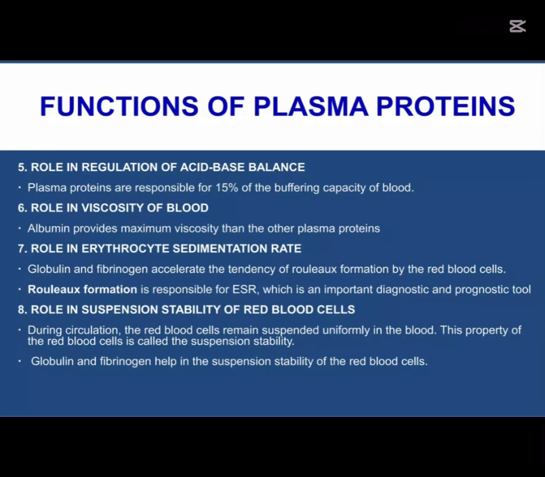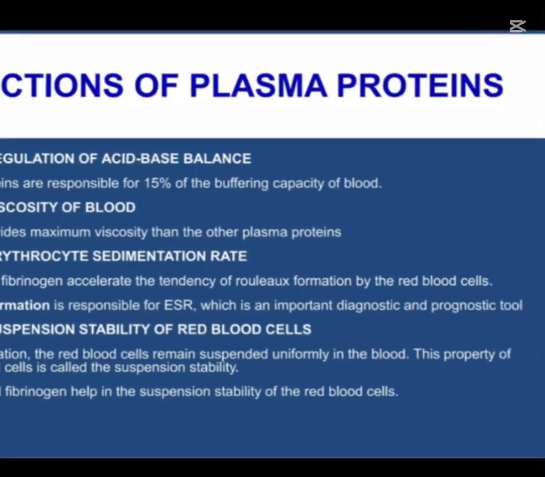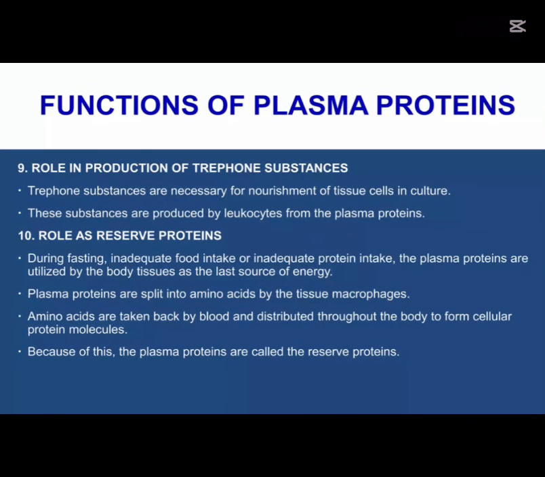They just move freely. Now they also play a role in suspension stability of red blood cells. So suspension stability is the ability for blood to move freely without gumming to the wall of the tube, so they move uniformly. Next, they play a role in production of trephone substances. Trephone substances are necessary for nourishment of tissues in culture. They are substances that are produced by leukocytes.